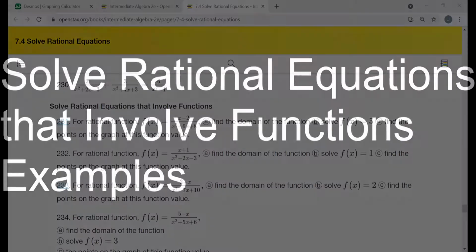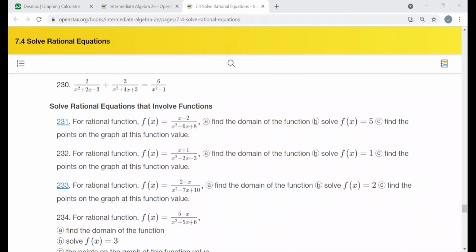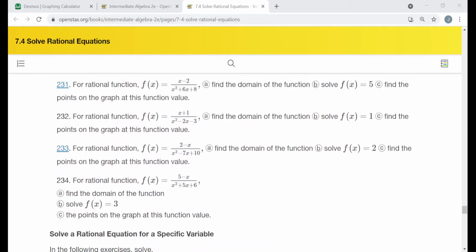Hello everyone. The title of this video is Solve Rational Equations that Involve Functions. Alright, so in this video I'm going to be doing 4 exercises, 4 examples with 3 parts each.